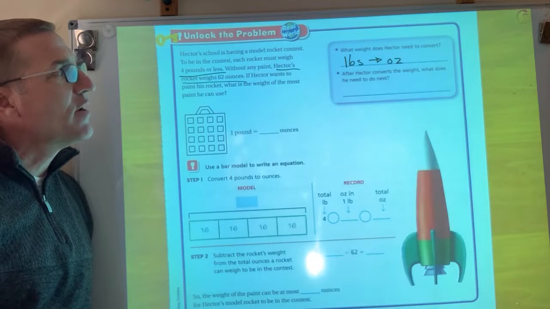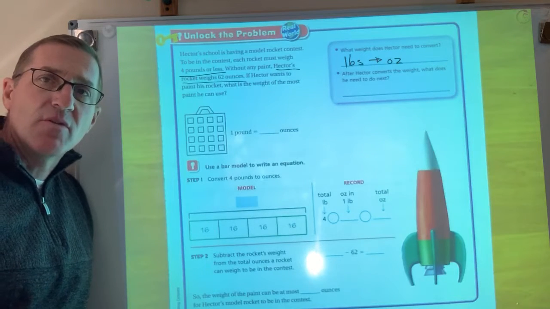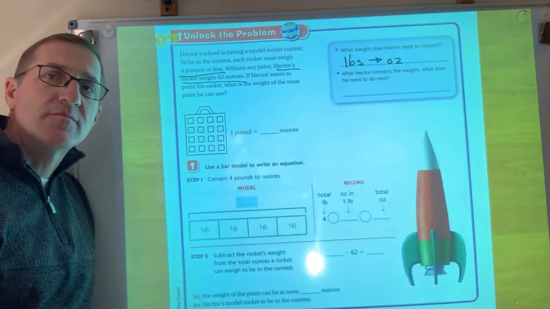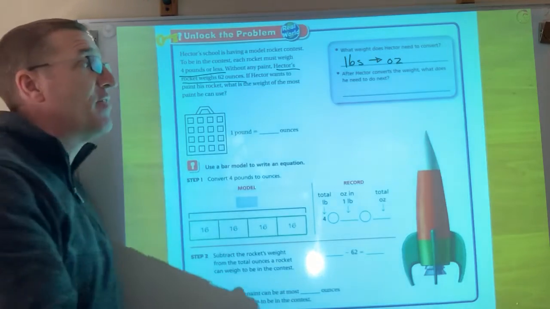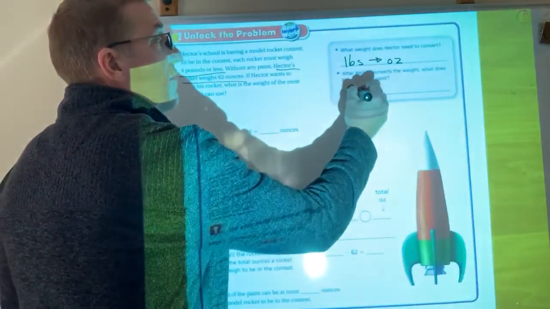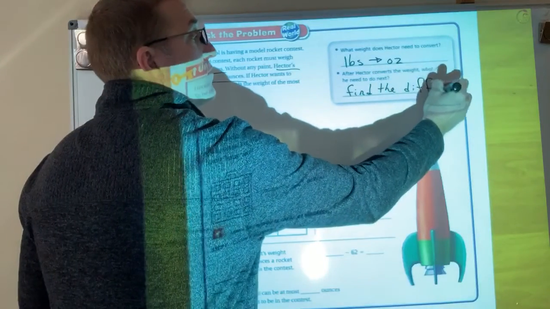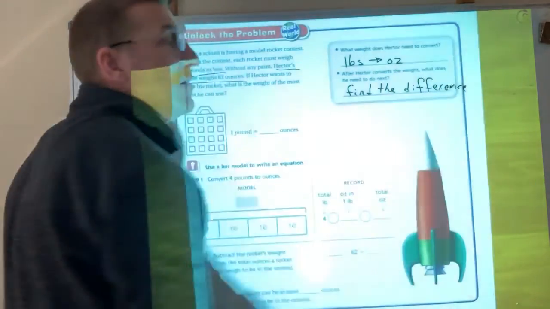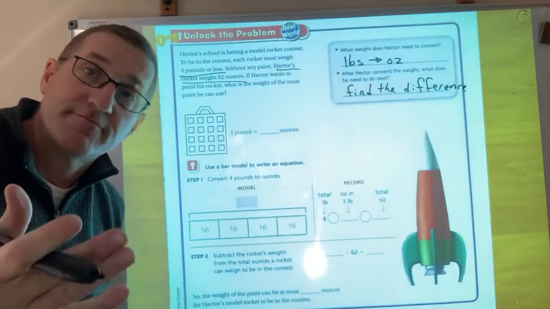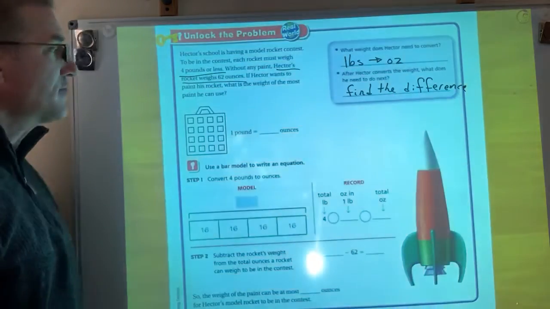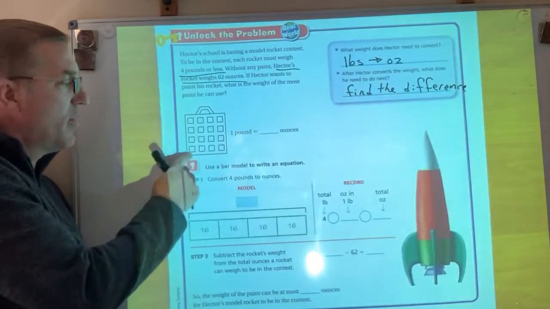After Hector converts the weight, what does he need to do next? What is he going to have to do? He's going to have to find the difference between that and the 4 pounds. So find the difference, which means what kind of problem? Subtraction.